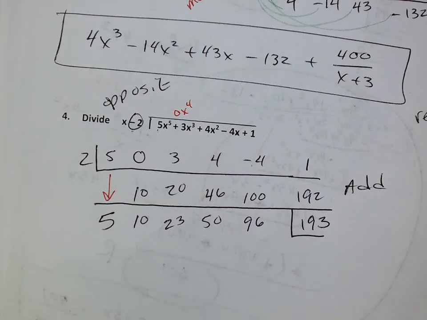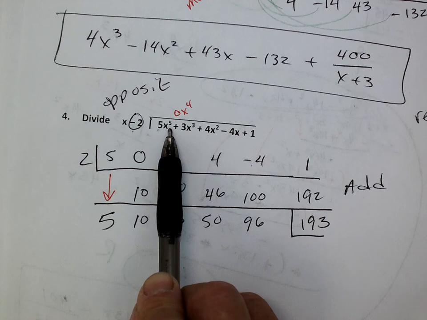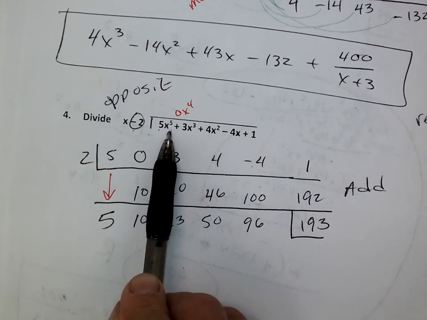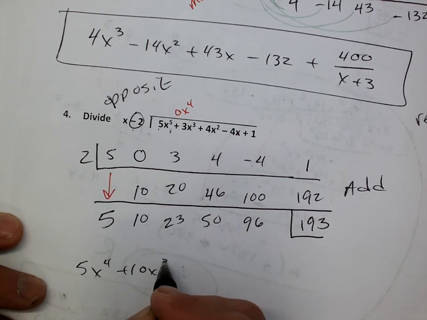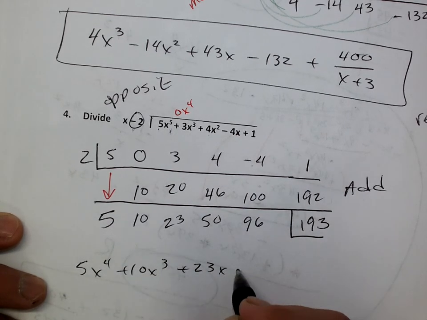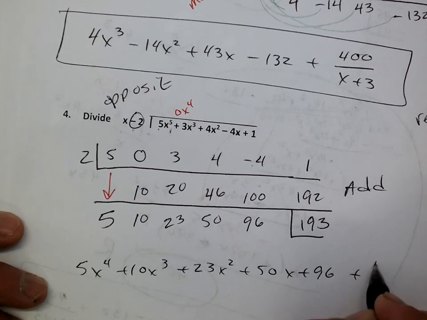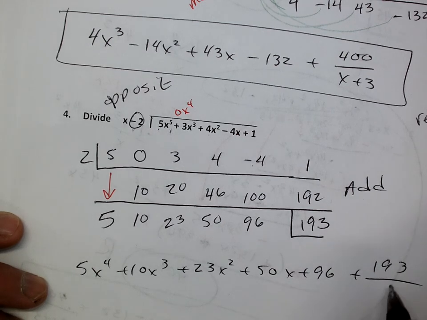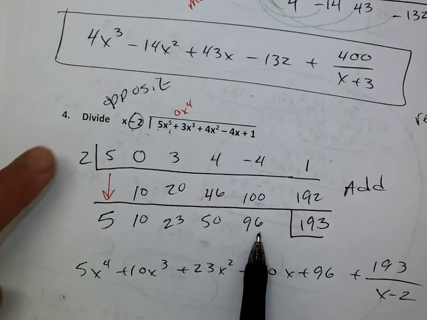Our answer is there. But it's going to be 1 less than this. Instead of x to the 5th, it's going to be x to the 4th. Because I divided by an x, it's going to be 1 less degree. So my answer, here's my answer. 5x to the 4th plus 10x cubed plus 23x squared plus 50x plus 96 plus 193 over x minus 2. Yes. Okay, so this way we can skip all those steps. How did you get the 192? That was 96 times 2.